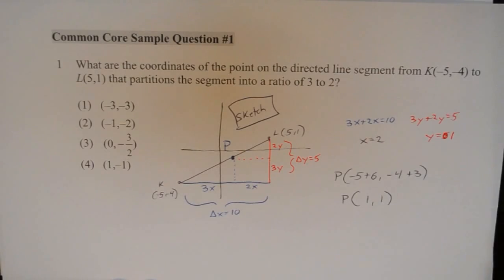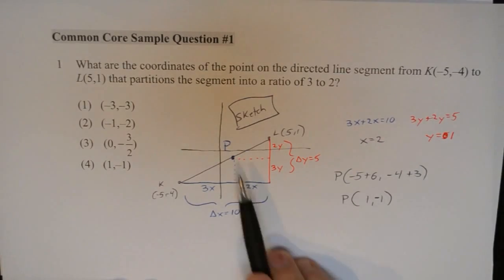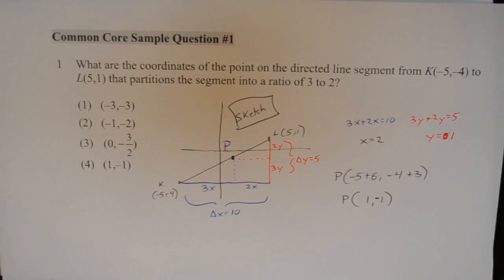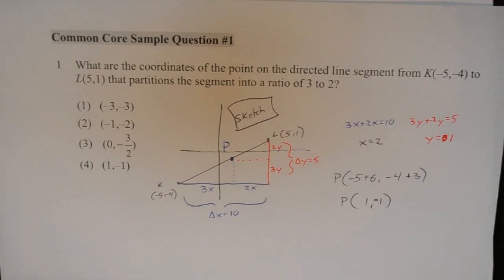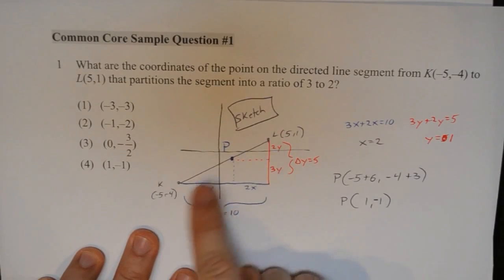1, -1. Ooh, I'm really batting 1,000 here, aren't I? Sorry, -4 plus 3 is -1, so my sketch actually is pretty good. That kind of looks like 1, -1, doesn't it? I feel better. So here's one way that you can solve this problem, and this is the method you need to have in your pocket if these numbers don't work out nicely.